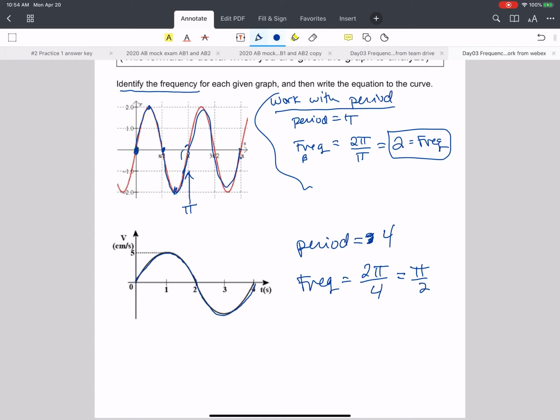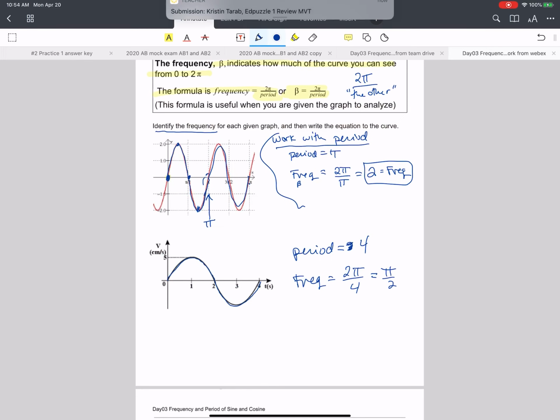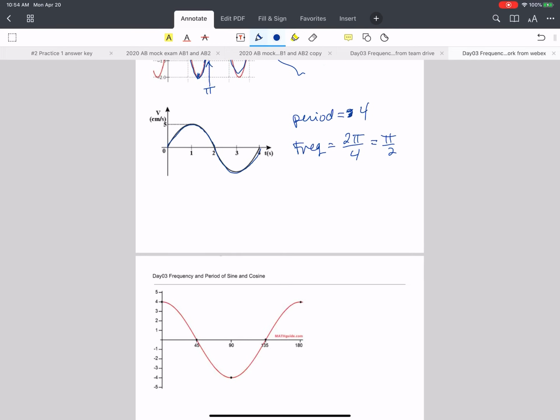So it's a little bit of a strange frequency. It's like 3.14 over 2. So the frequency is a little weird. But it's actually more normal in life to be doing numbers like this than pi and 2 pi, right?